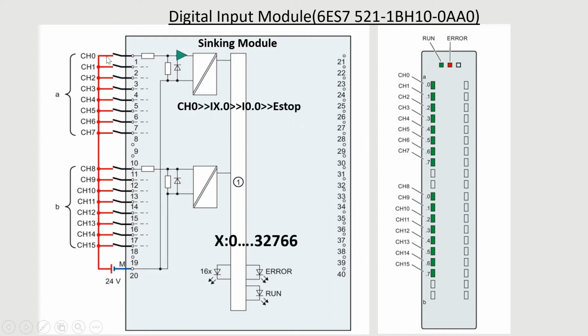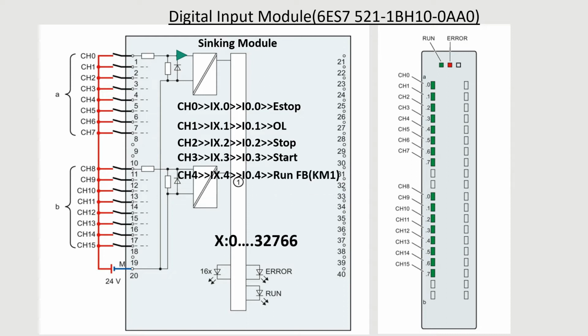So we will take the input E stop at I0.0 or Ix.0. X can be 0 to 766. We can define 0, 2 or 3, anything. Okay. And channel 1 for overload, channel 2 for stop, start and run feedback from the magnetic contactor.